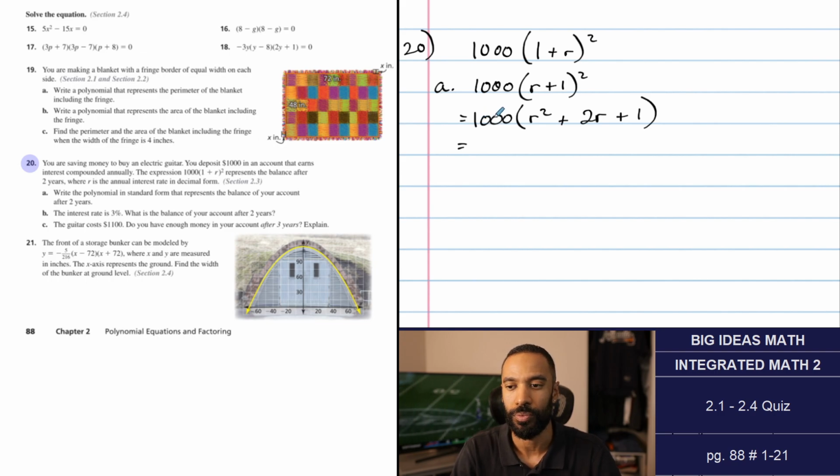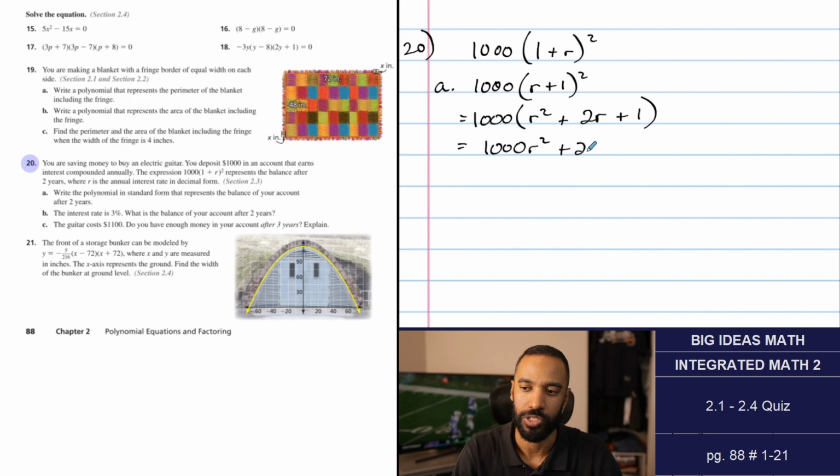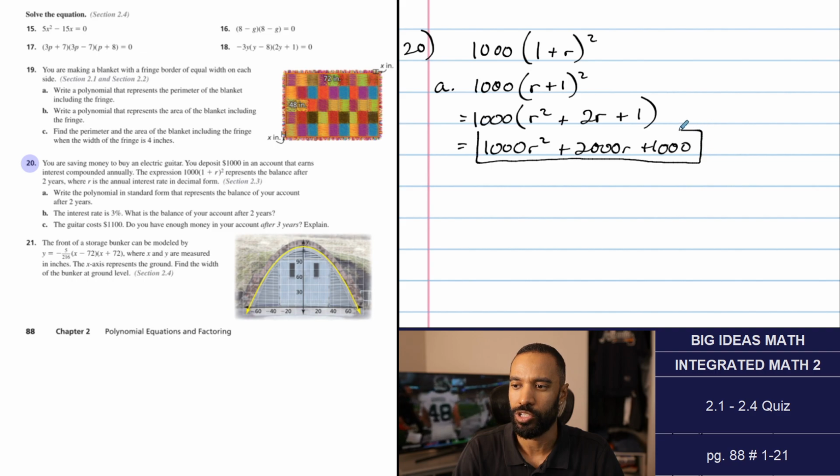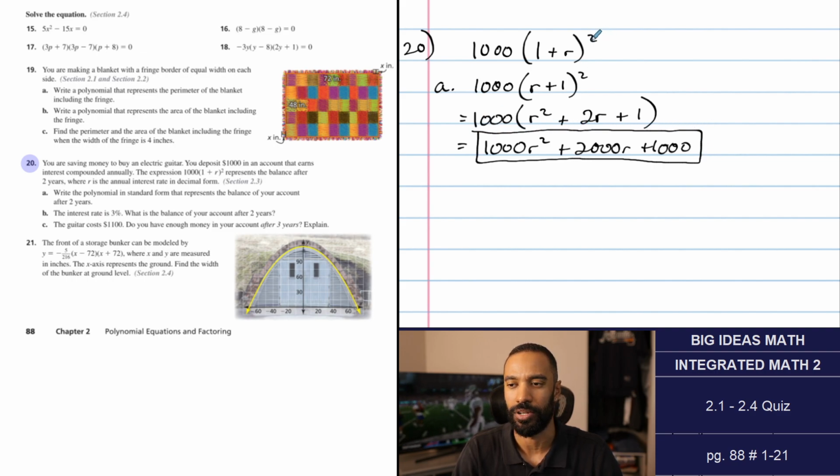That's a section 2.3 thing. And distribute the 1,000, we get 1,000 r squared plus 2,000 r plus 1,000. That ends up being the balance of your account after 2 years. I'm not plugging in 2 for r. 2 is the time that goes up here. That's already applied to the problem. That's part A.